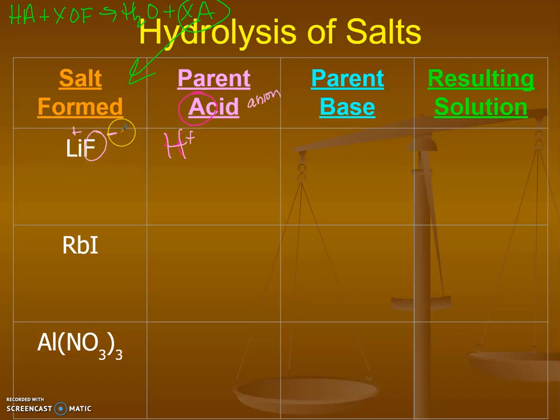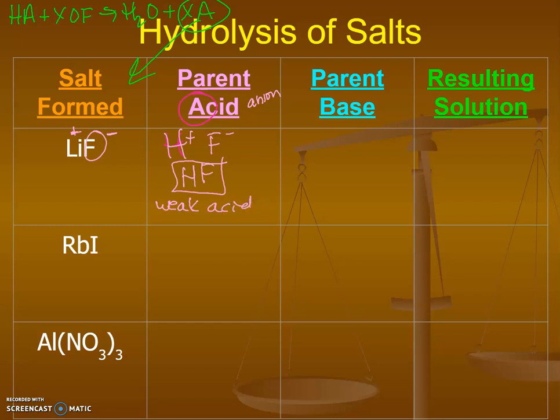Li makes a 1 plus, F makes a 1 minus. Oh, hey, look, there's ions again. It's almost like there's a pattern in everything we do. So we end up getting H plus and F minus, which we crisscross and we get HF. HF is not one of the 6 strong acids. This is our weak acid.